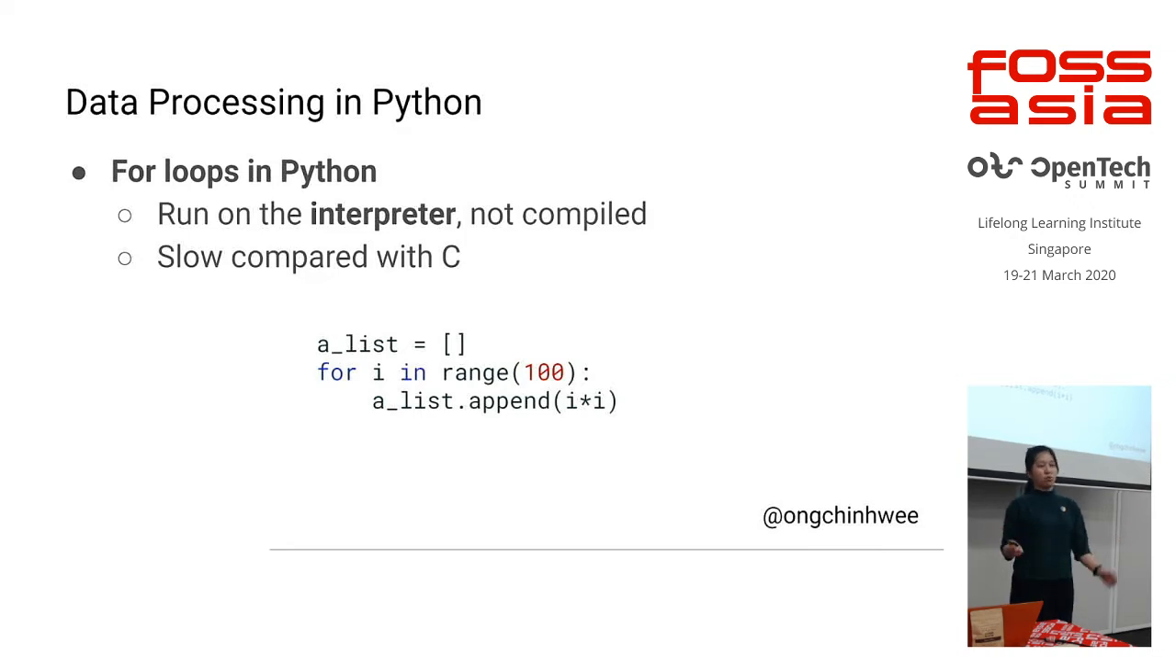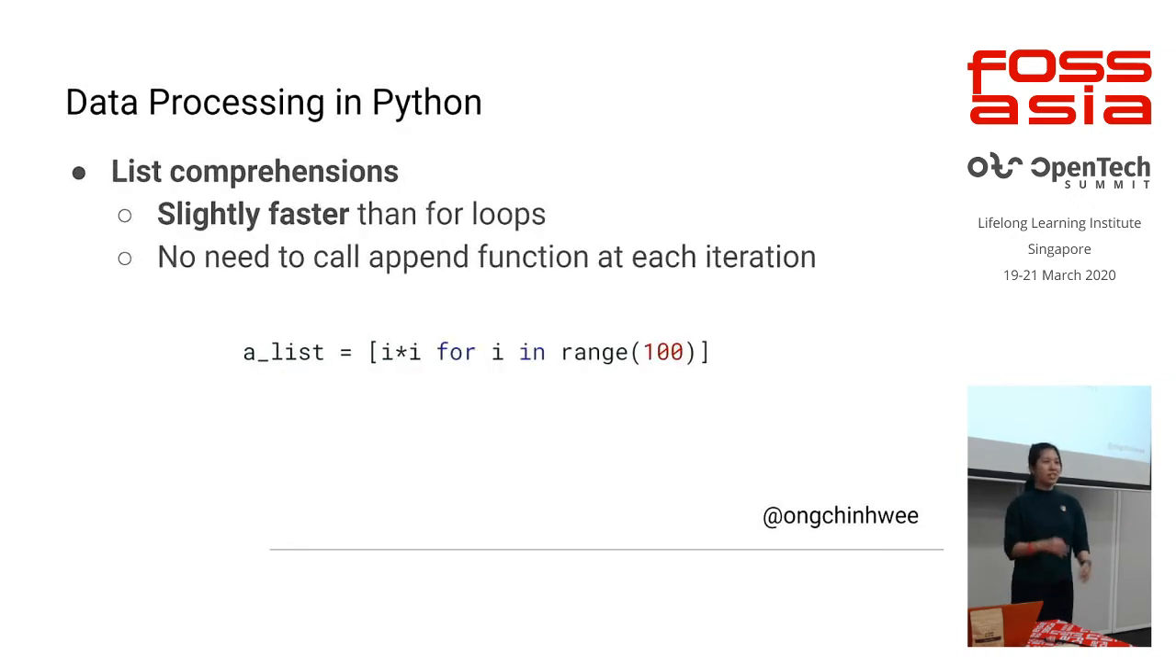So what to do? That's where Python introduced the concept of list comprehensions. List comprehensions are slightly faster than for loops because you do not need to keep appending your variable to your list at every iteration. Plus, it looks neater and cleaner, it's one line, and you don't need to keep calling the append function. But it's not quite that fast.